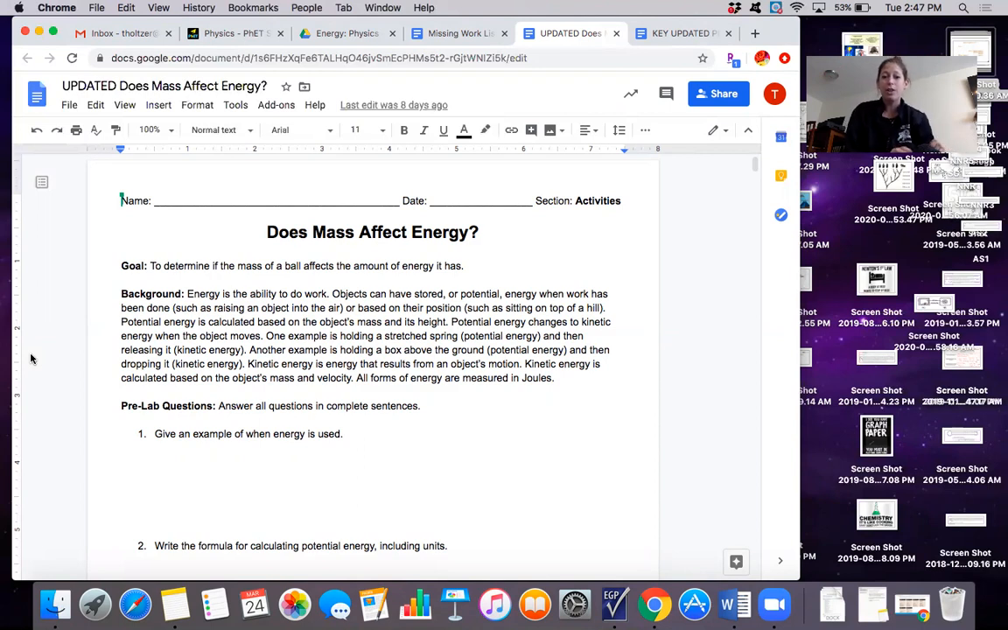Kinetic energy is energy that results from an object's motion. Kinetic energy is calculated based on the object's mass and velocity. All forms of energy are measured in joules.